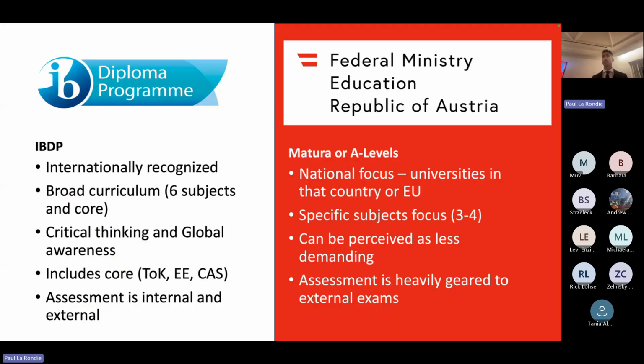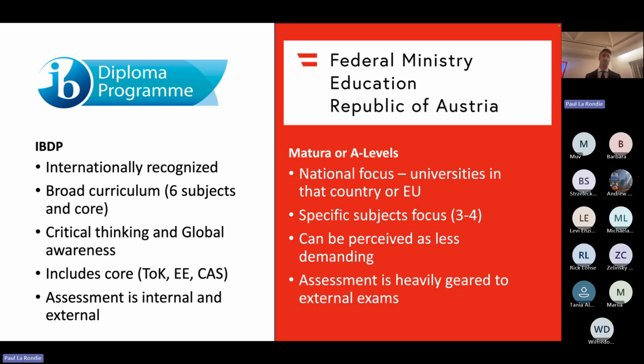For those of you who were here at the Introduction to the IB Diploma Program session a couple of weeks ago, you'll recognize this slide. But just as a reminder, the IB Diploma Program is an internationally recognized broad curriculum that goes through 6 main subjects and the core of the IB as well. Its focus is on developing critical thinking and global awareness, and it includes the core subjects of theory of knowledge, the extended essay, and CAS, or creativity, activity, and service. Each of those core elements is fundamental to the program, and they are what help to prepare our students to be successful at university and beyond, really.